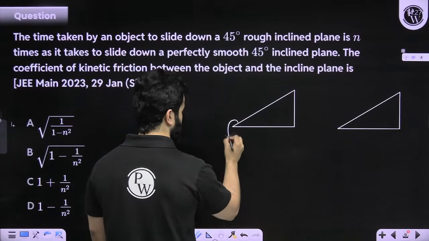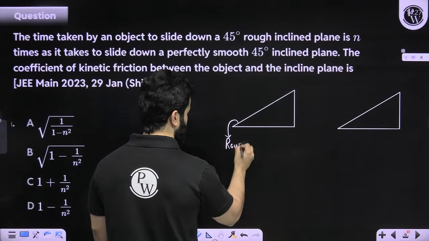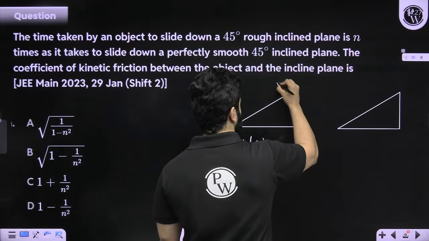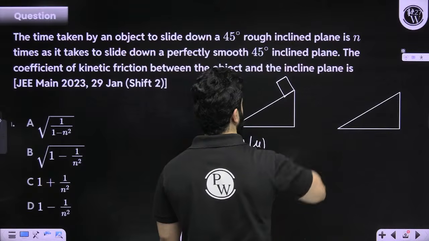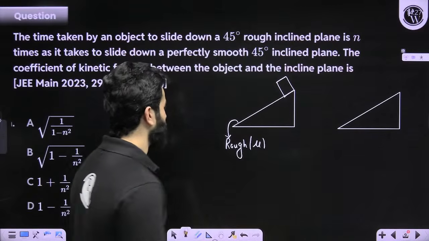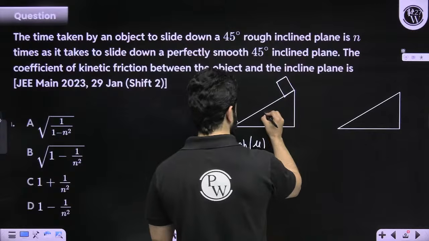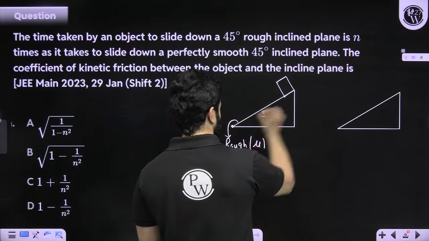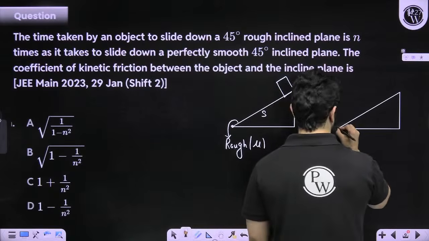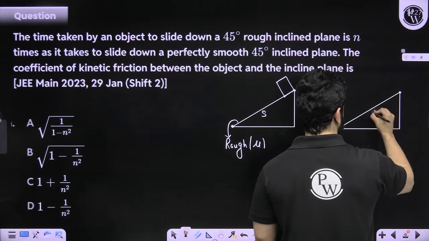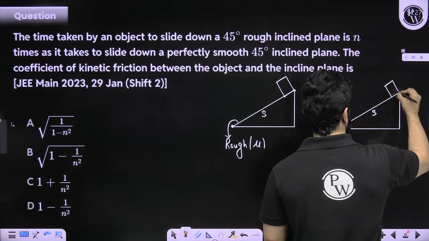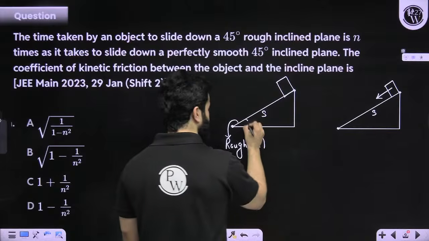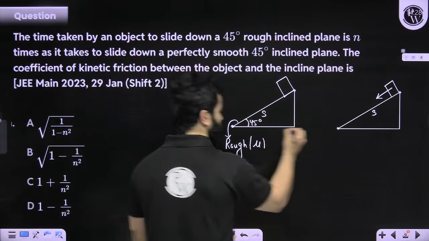Let's say this is a rough inclined plane. Coefficient of friction is mu. A block is sliding down, right? Let's say the length of this inclined plane is S. Sorry, the length, and the length of this is also S. Okay, fine. This is 45 degree. This is also 45 degree.